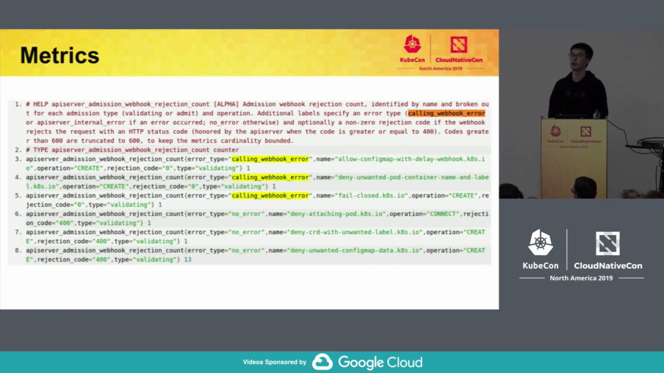To give you a quick example of how the metrics may look, here's a metrics output I got from running some basic Kubernetes e2e tests. Basically, it shows you that there were 3 error calling webhook occurrences from the 3 highlighted lines. At the bottom, there are some webhook rejections with no error, so that's a valid webhook rejection, and you can tell from the status code that the webhook rejected the request with 400.